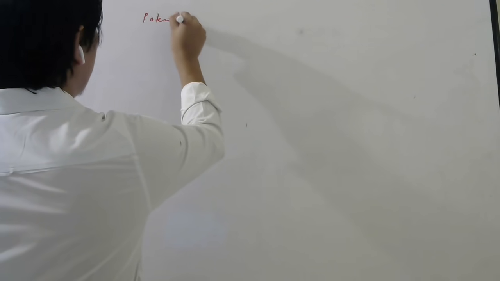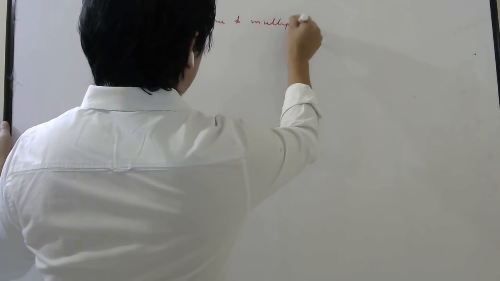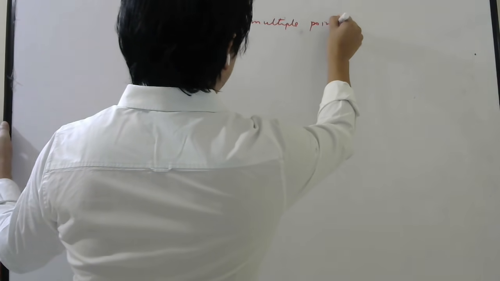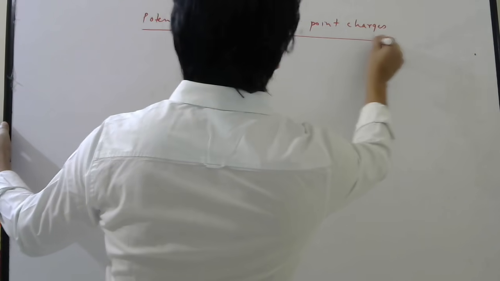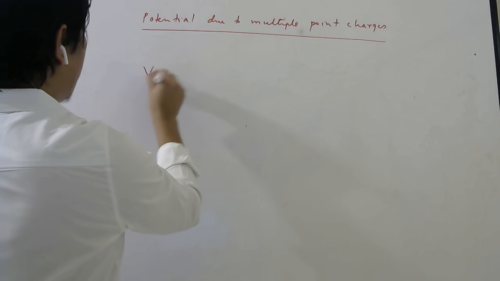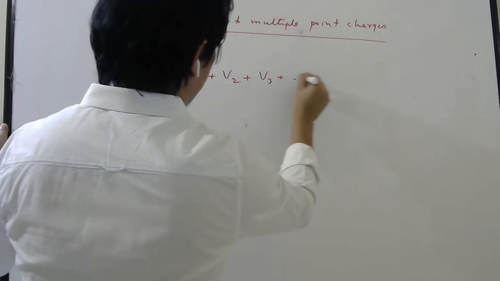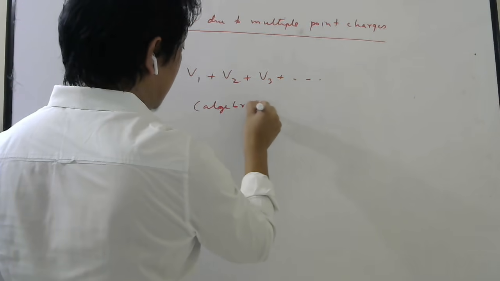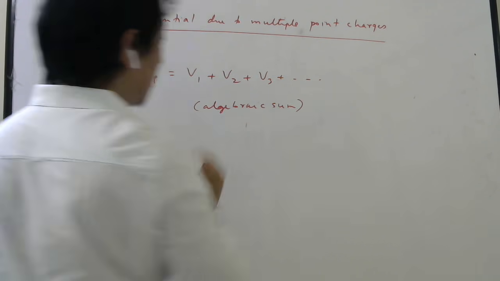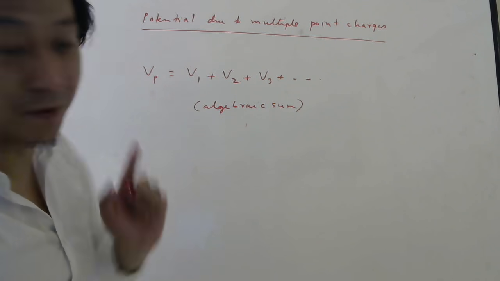Now, how will I calculate potential due to multiple point charges? So if there are multiple point charges, then potential at a point will be the algebraic sum. This sum is algebraic sum. Why I am saying algebraic sum? Because this can be negative also if the source charge is negative. So be very, very careful.